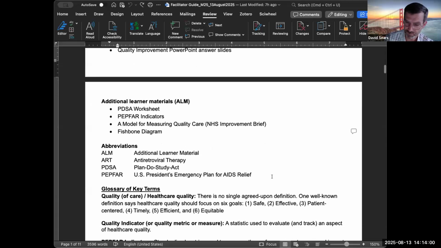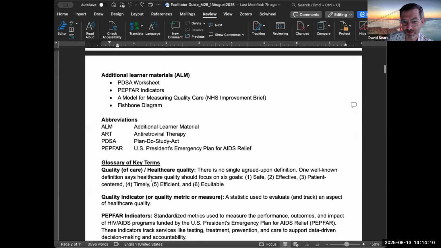We also, of course, it's healthcare. We have to use abbreviations. We have many abbreviations, not that many for this module, but we've put them here at the top, and that is in both the learner and facilitator guide.